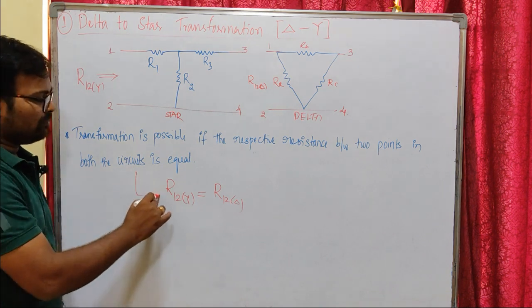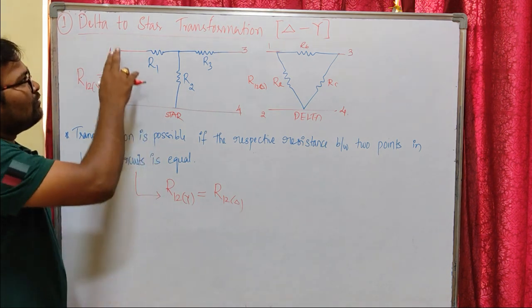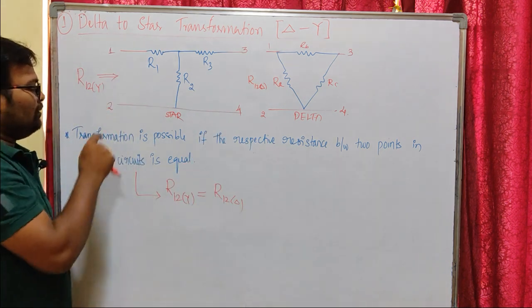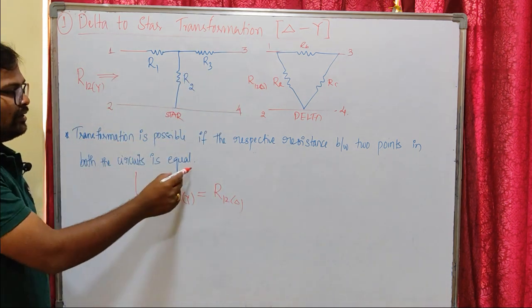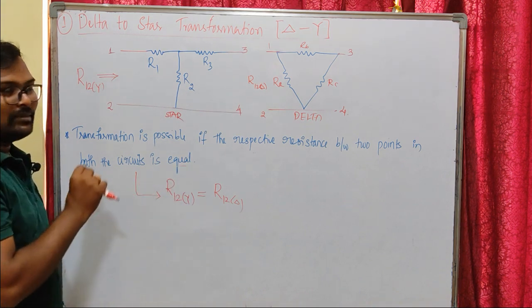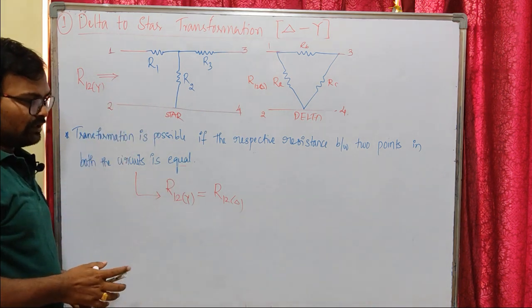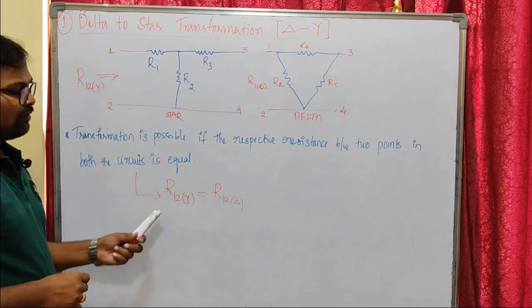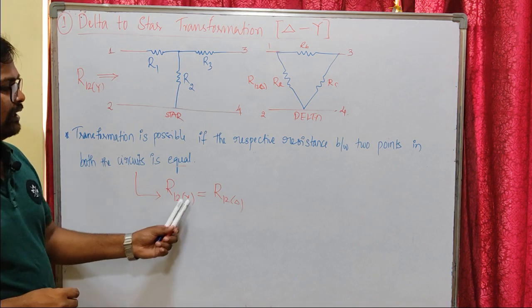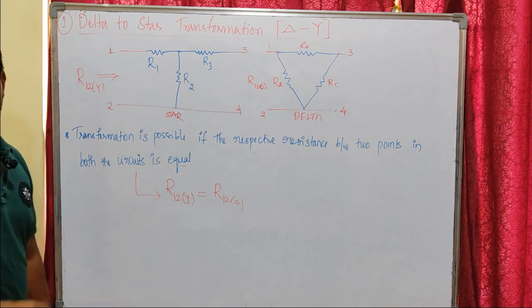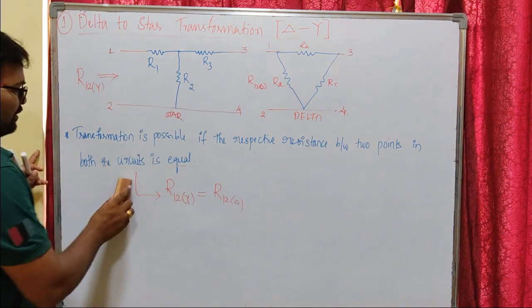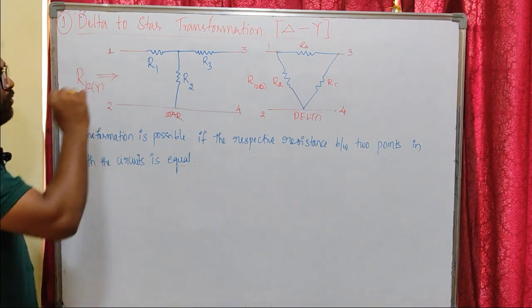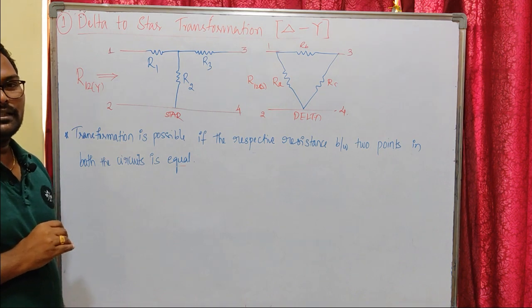So the transformation of one circuit to another circuit is possible if the respective resistance between two points in both the networks is equal. We need to equate the resistances between two points in both the networks, and only then is the transformation possible. Now let us obtain R12 star and R12 delta, and we are going to equate both the expressions. I am going to derive R12 star here.